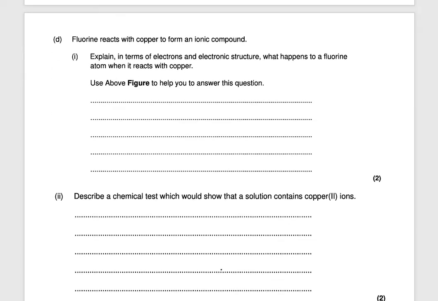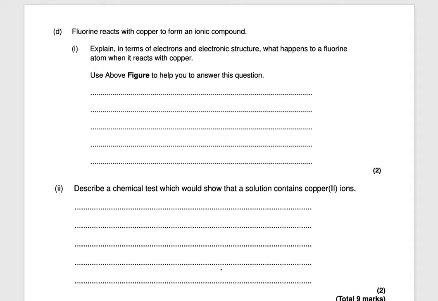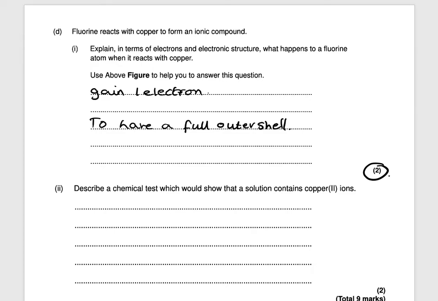Okay, final 2 questions. Fluorine reacts with copper to form an ionic compound. Explain in terms of electrons and electronic structure what happens to a fluorine atom when it reacts with copper. So fluorine has 7 electrons in its outer shell, so it's going to gain 1 electron from copper to have a full outer shell, so it will be like a noble gas. That would be worth 2 marks.